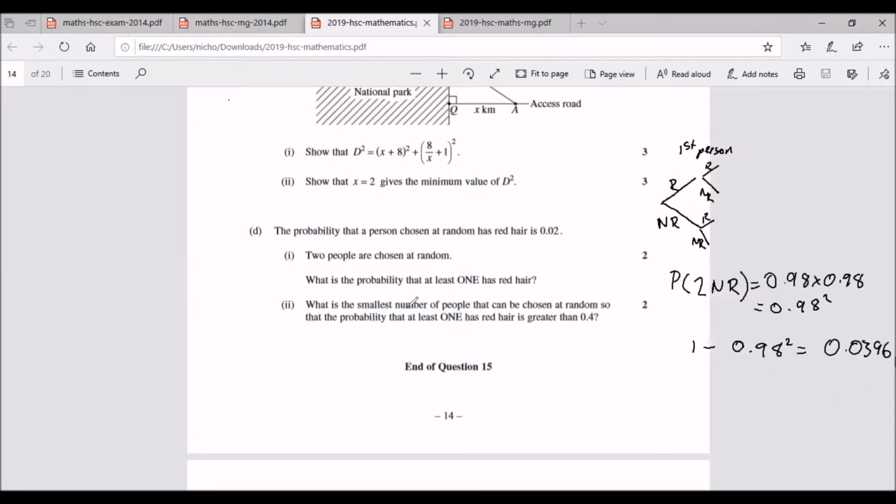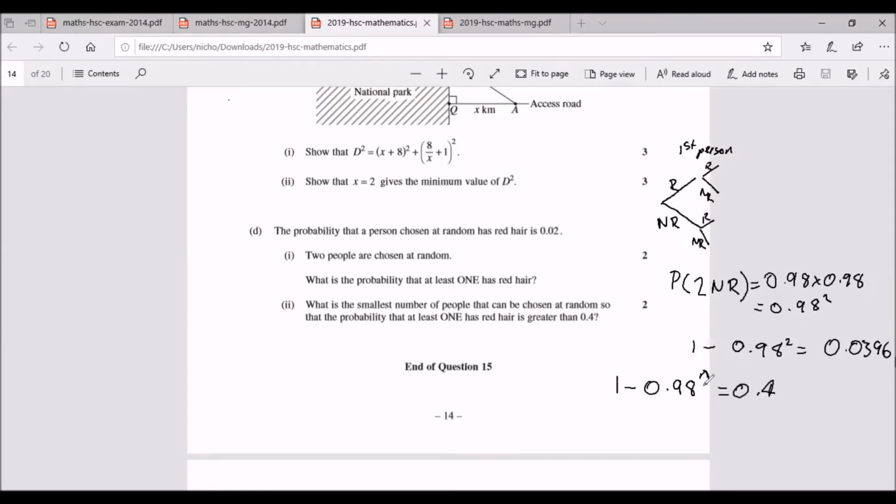So then what is the smallest number of people that can be chosen at random so that the probability that at least one has red hair is greater than 0.4? So is that where we go 1 minus the chance of none squared equals 0.4? Yeah, so we go 1 minus the chance of none to the power of n, because that's what we're trying to find, the number of people, equals 0.4.